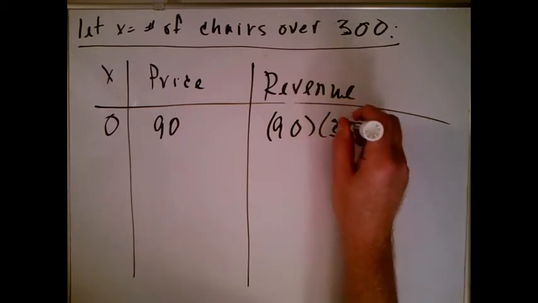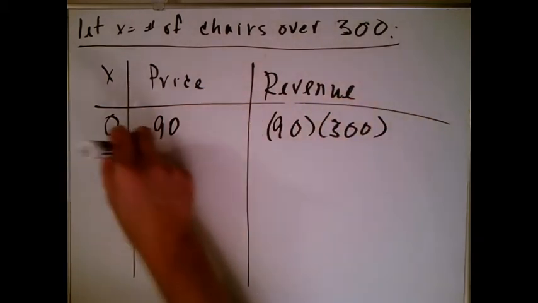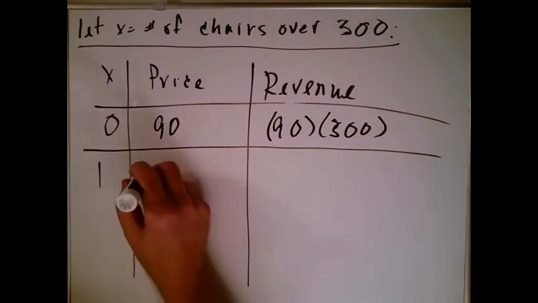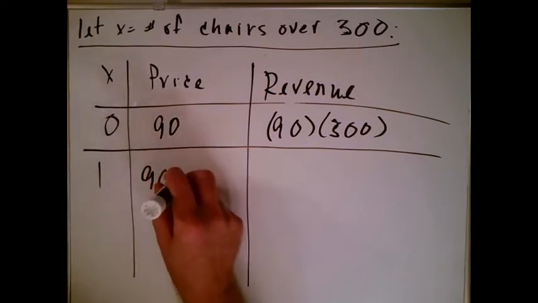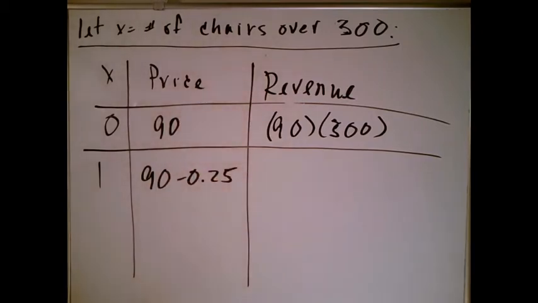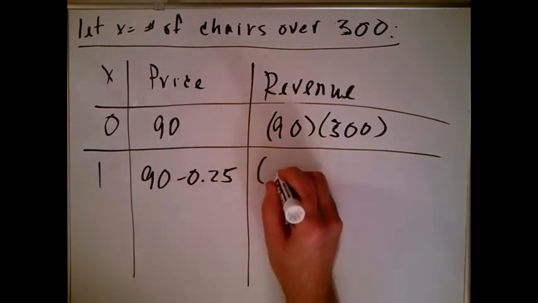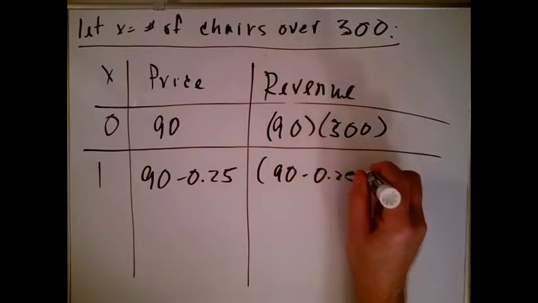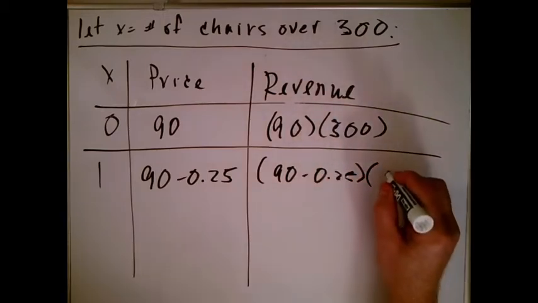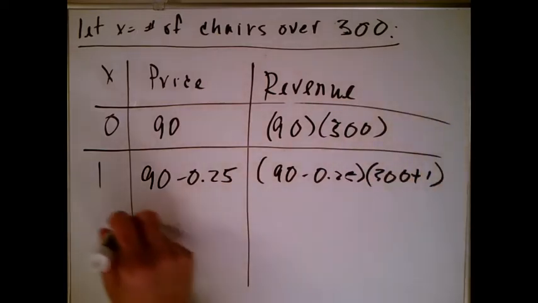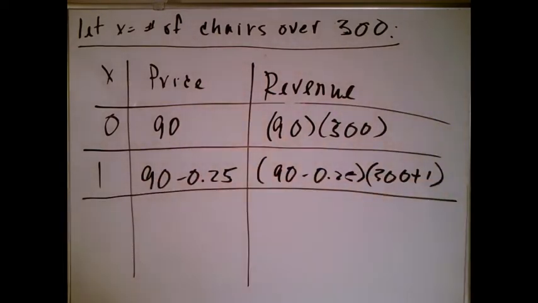No discount yet. Now, if we order 1 more chair over 300, they've promised us that for the entire order, they're going to subtract a quarter. So it's going to go like that. And what I want to do is now multiply the price by the number, right? Well, the price is just the 90 minus the 0.25 times the number of chairs, which is now 300 plus 1. Now, don't simplify until you see a pattern.